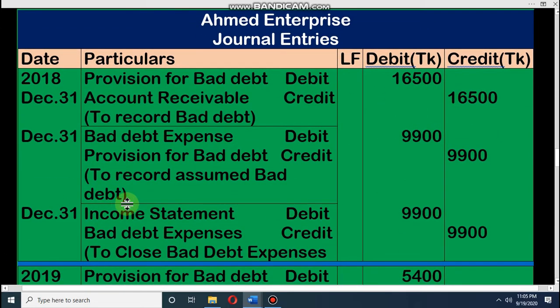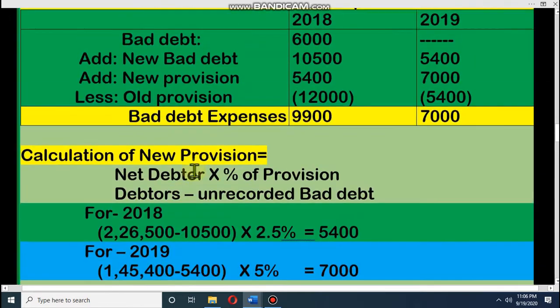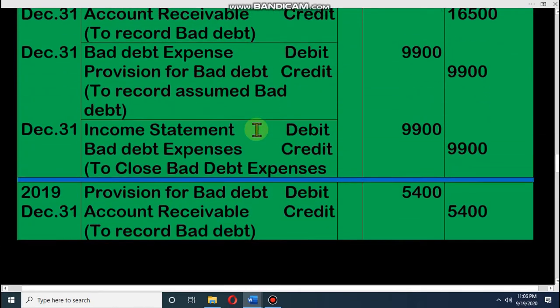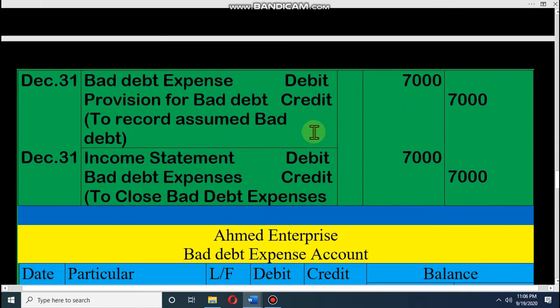Then the second journal is to record assumed bad debt, that means to record bad debt expenses. Bad debt expenses debit, provision for bad debt account credit, it is 9,900. And the next journal is for closing the bad debt expenses: income statement debit, bad debt expenses credit, 9,900. For these two journals, the amount will be the bad debt expenses, and you know that in the math we calculated bad debt expenses as 9,900, and I have discussed in detail how we calculate it. Dear student, I hope you understand bad debt expenses and provision for bad debt. The amount is 9,900.